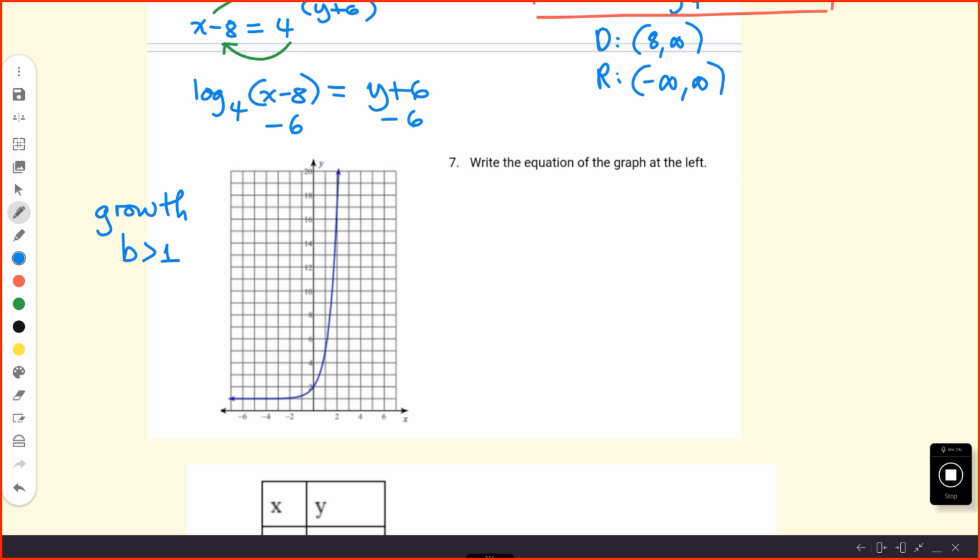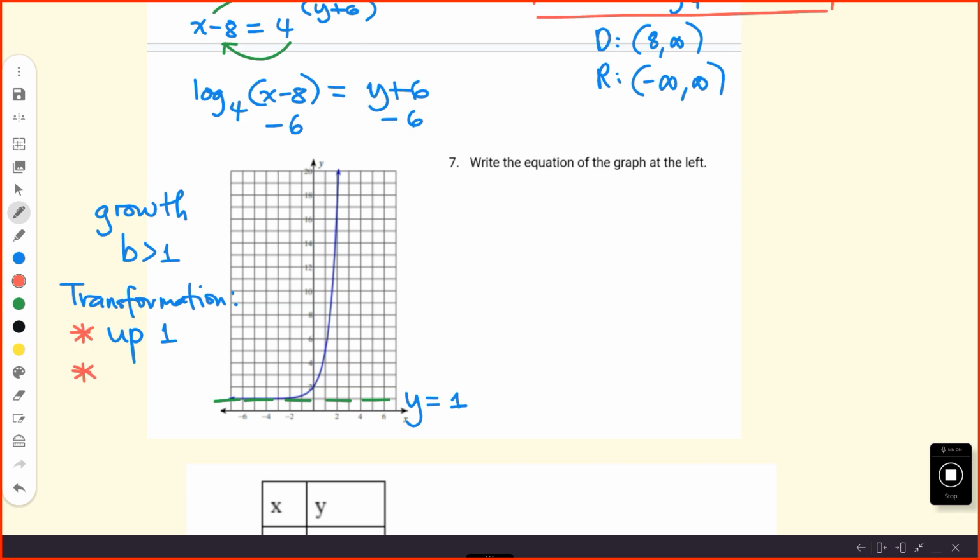So what is the transformation of this graph? Okay, let's find the asymptote. The asymptote is this line, right? This is your asymptote. And what is the equation for the asymptote? y equals 1, positive 1. So that means the transformation here is just the graph shifted up 1.